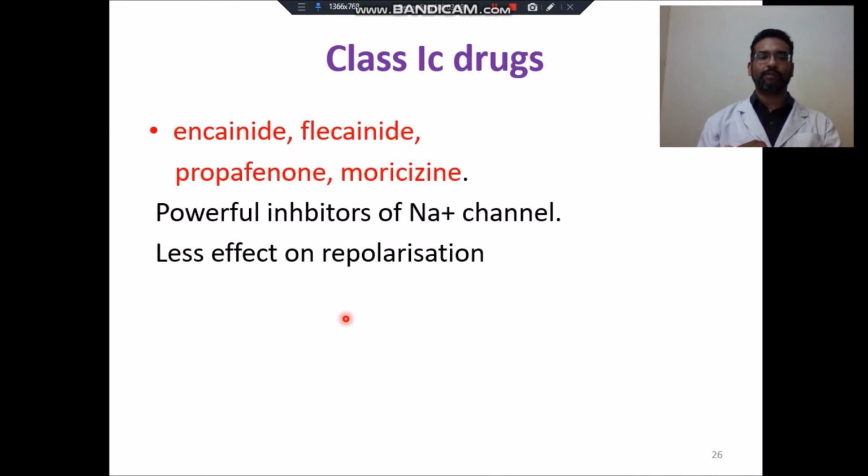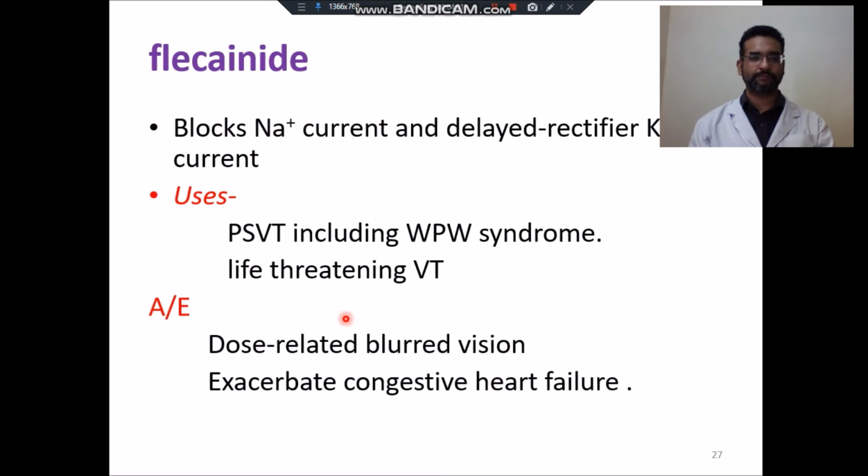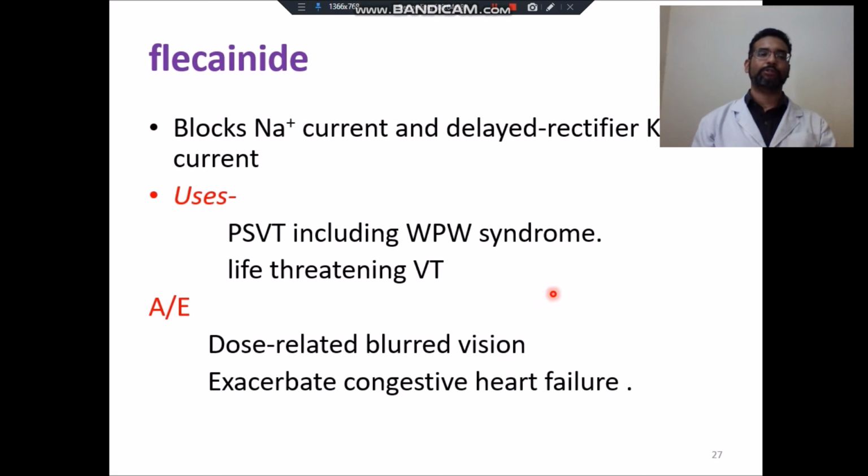Next, coming to the class 1C drugs: encainide, flecainide, propafenone, and moricizine. These are powerful inhibitors of the sodium channel and they have less effect on repolarization. So here also the same thing, the slope of phase 0 is suppressed. It blocks the sodium current and to a certain extent the potassium currents are also blocked. Flecainide, a 1C drug, is used specifically for PSVT. PSVT stands for paroxysmal supraventricular tachycardia, including WPW.